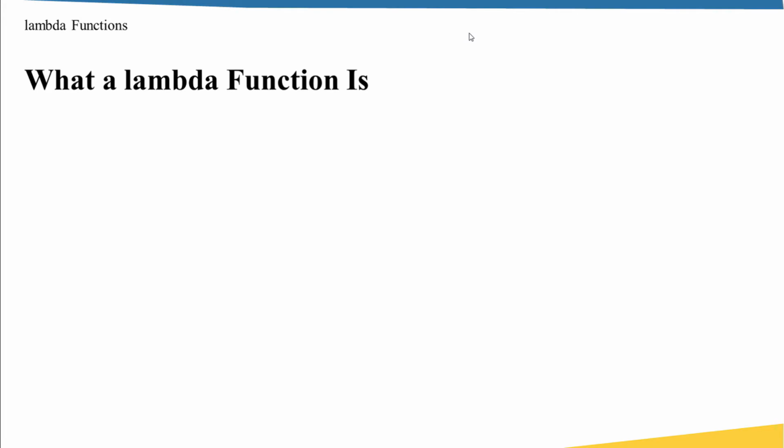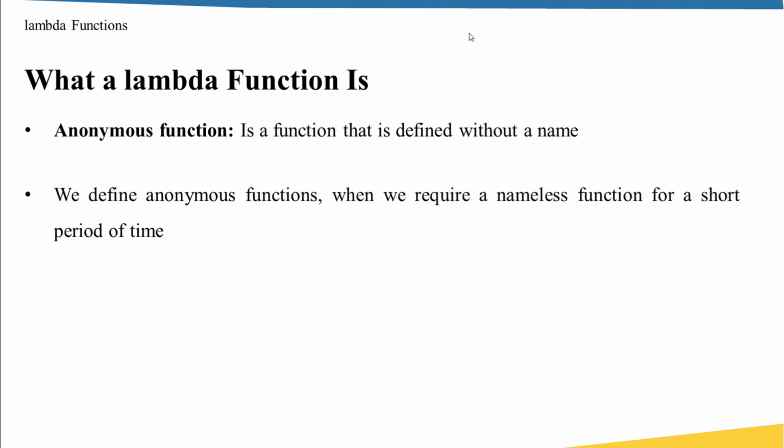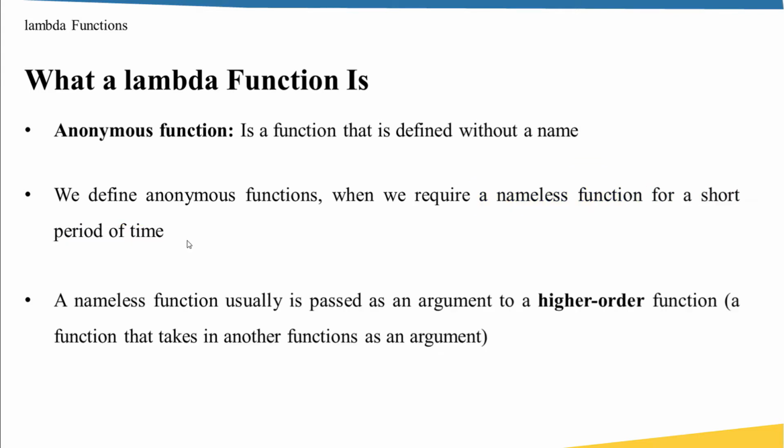Before I start defining what a Lambda function is, I want to define an anonymous function. An anonymous function is a function that is defined without a name. I'm sure that right now you ask yourself, why do I need to define a function without a name? And the answer is very simple. Usually we define an anonymous function when we require a nameless function for a short period of time. And this usually happens when you want to pass your function as an argument to a higher order function.